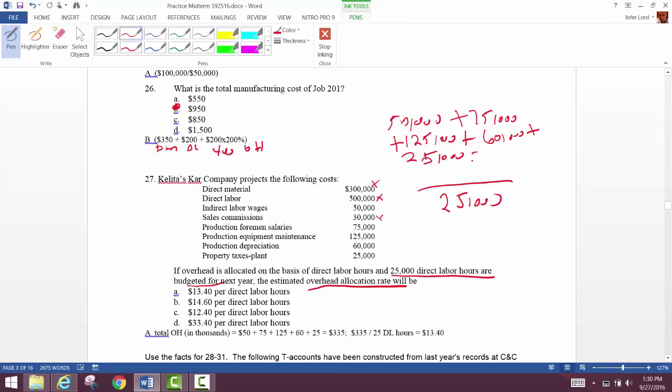And I add all those numbers up. What does that give me? 335,000. 335,000 divided by 25,000 should give me this 13.40, I guess.